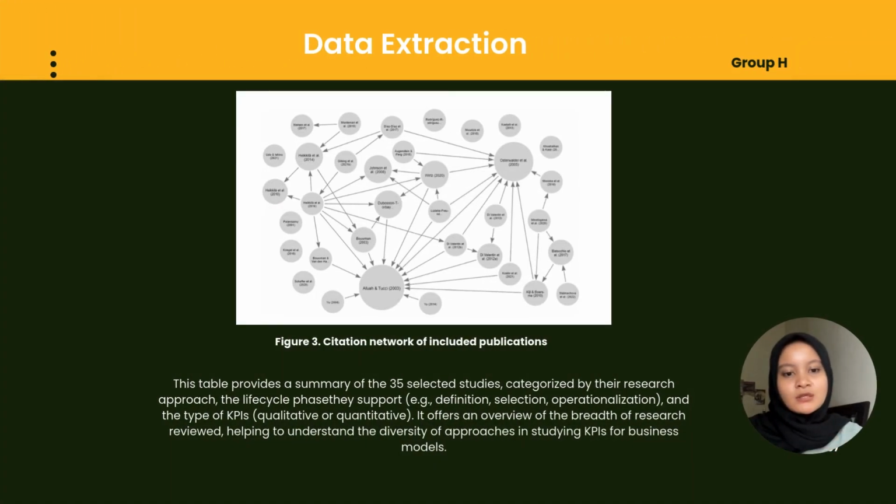Based on the data extraction, this table provides a summary of the 35 selected studies categorized by the research approach, the life cycle phase they support, like definition, selection, and operationalization, and the type of KPIs, qualitative or quantitative. It offers an overview of the breadth of research reviewed, helping to understand the diversity of approaches in studying KPIs for business models.